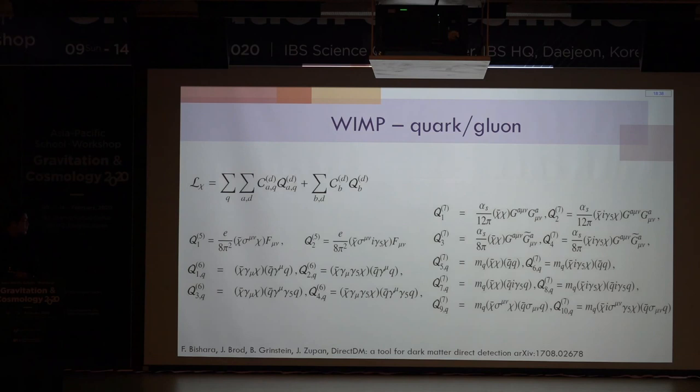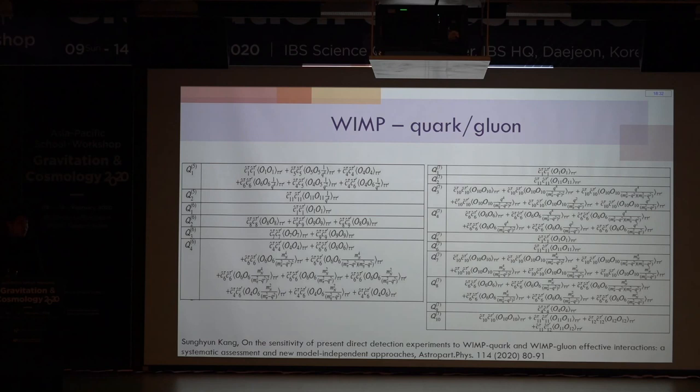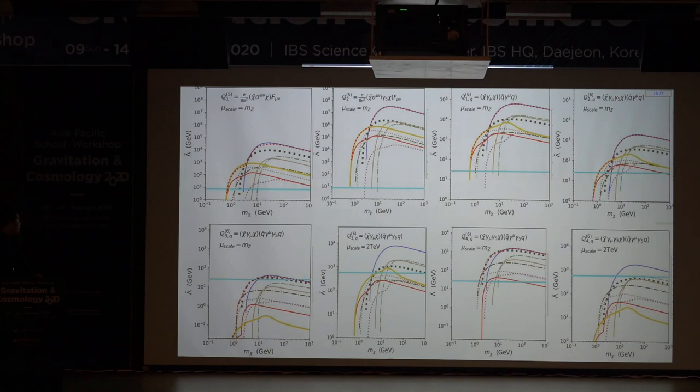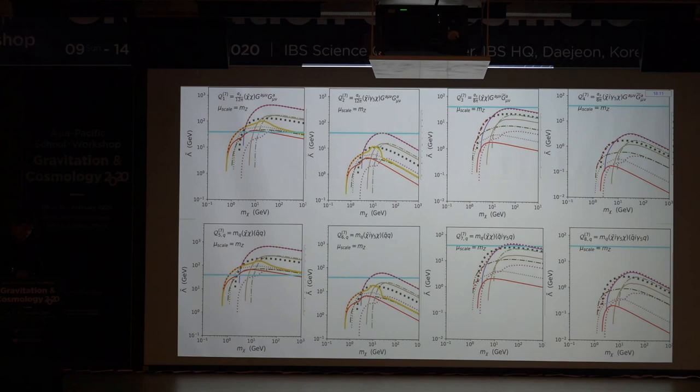And also, you can see in this plot which non-relativistic operator contributes to the corresponding relativistic ones. And here are our results. This cyan line means the EFT bound. Therefore, below this line, it is inconsistent with the validity of EFT. And this y-axis, this lambda tilde, is an effective scale, serves as a lower bound, defined like this.